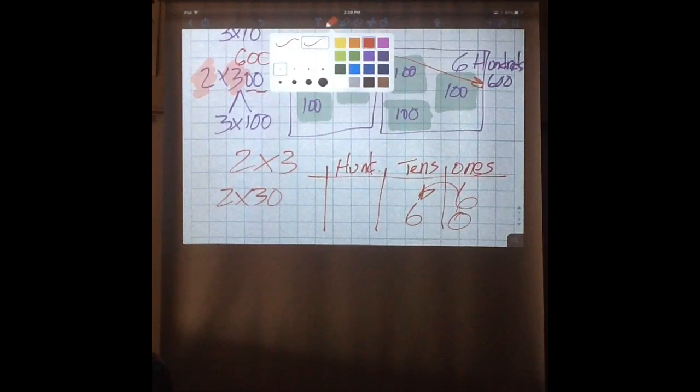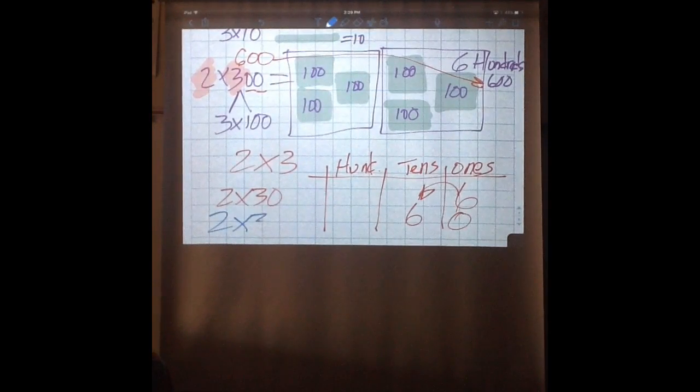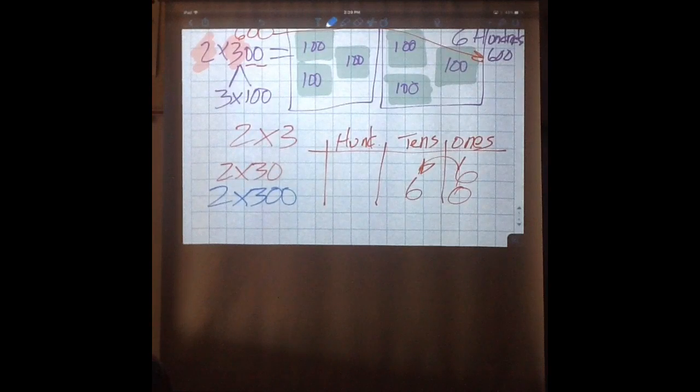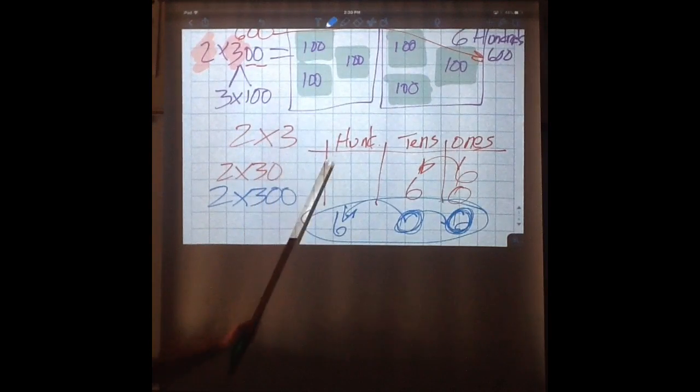And then when we went, let me change colors. If we went 2 times 300, it's like we're taking our 6 and we're going to move it over 10 and into the hundreds space. So it'd be 6, 0 would go here, and a 0 would go here. So we would have 600. Does that make sense? So that's an easy way to think of multiplication of ones, tens, and hundreds.